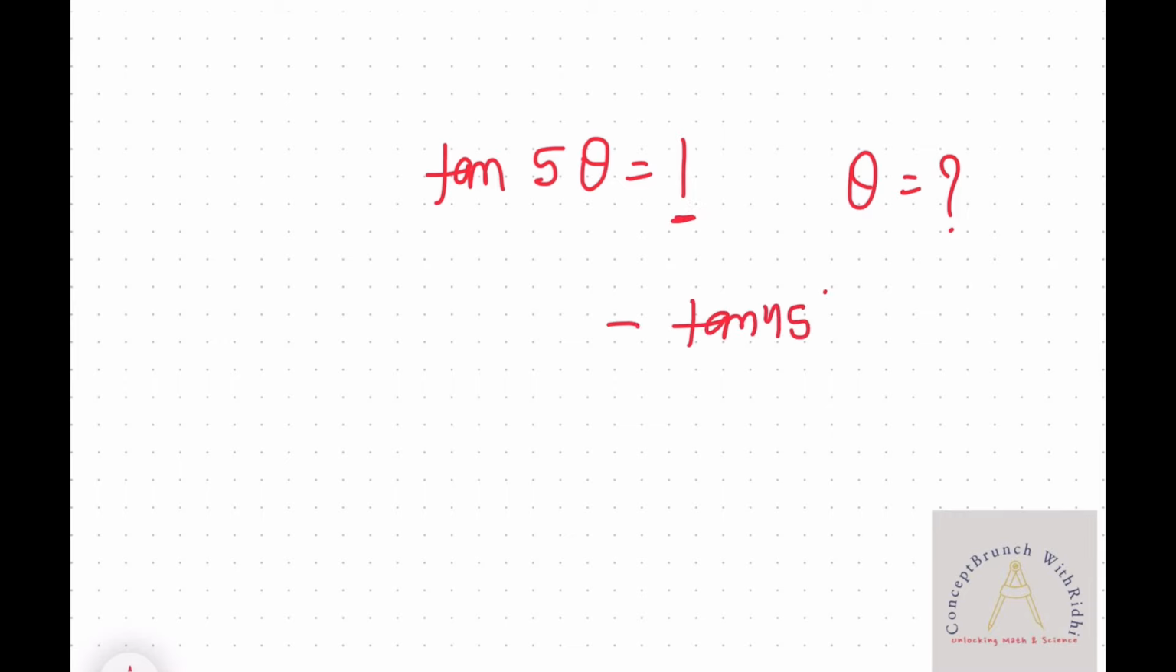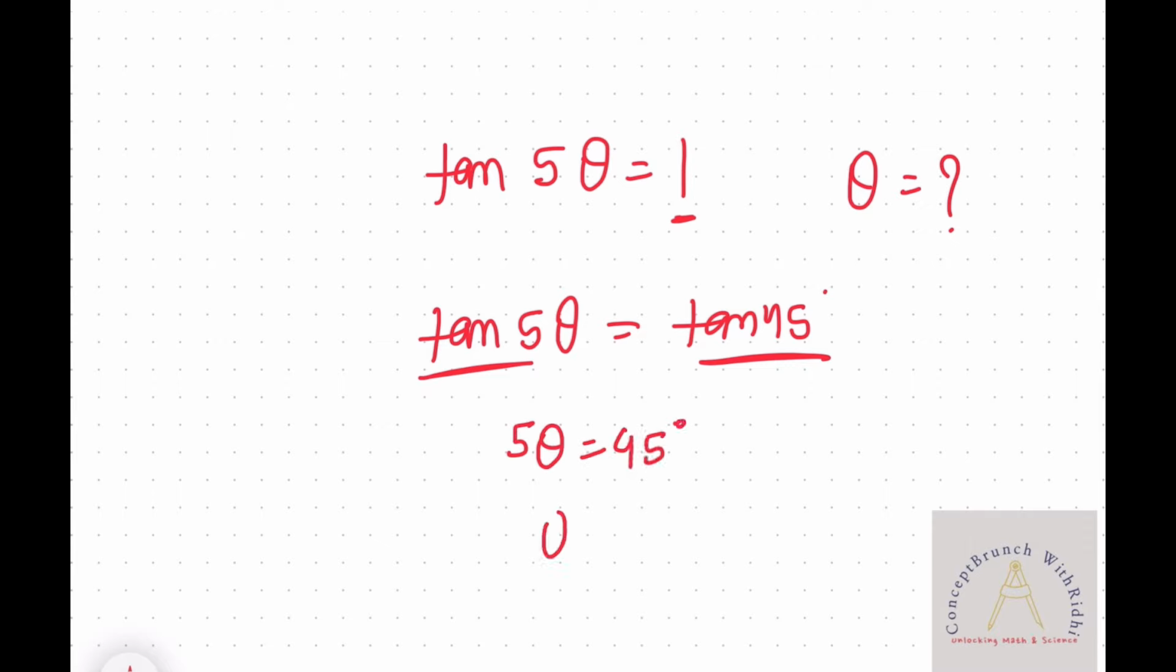And tan 5 theta equal to 1, so you have to find out the value of theta. Now you can easily solve it, right? 1 is the value of tan 45 degree, correct? And this side, this is tan 5 theta. Okay, so compare them. 5 theta is going to be 45 degree, and we can write theta as 9 degree, right? That's it, that is the answer.